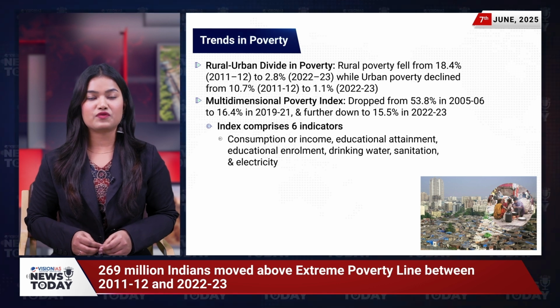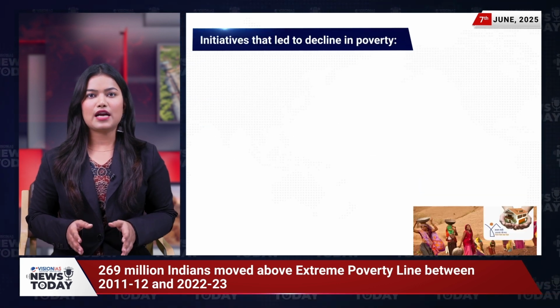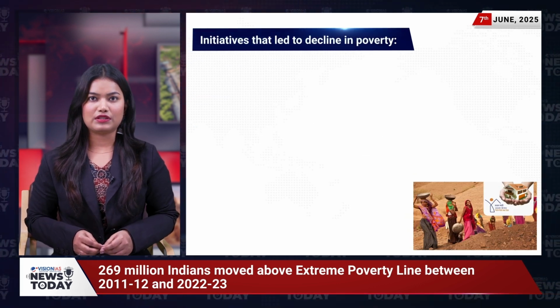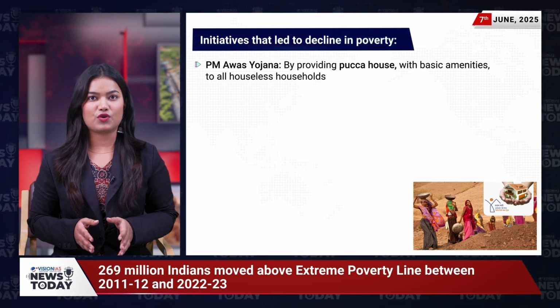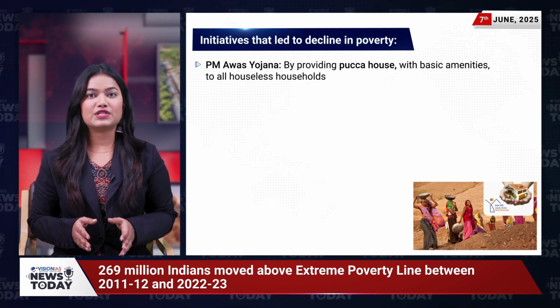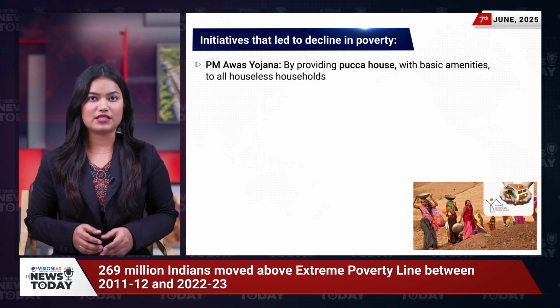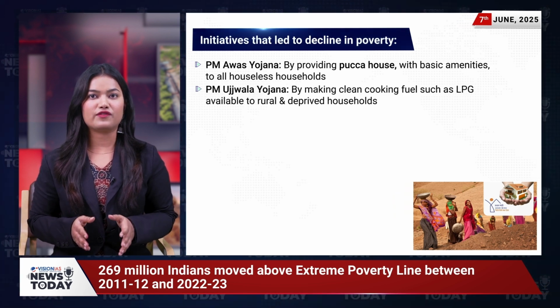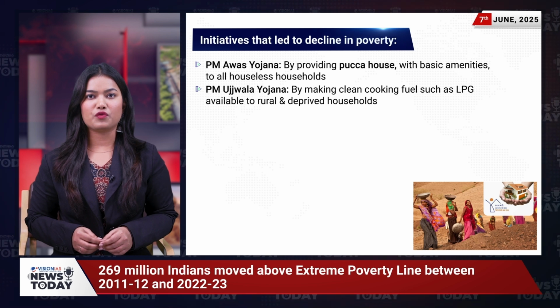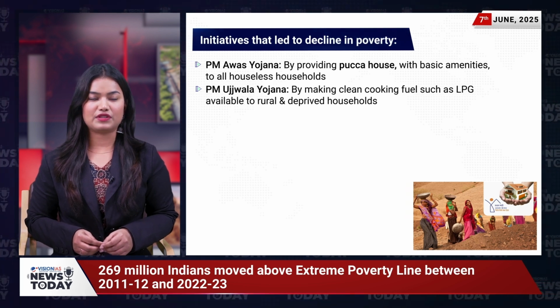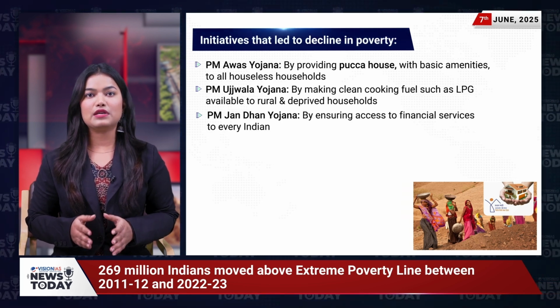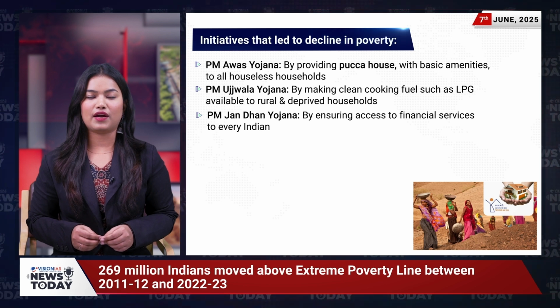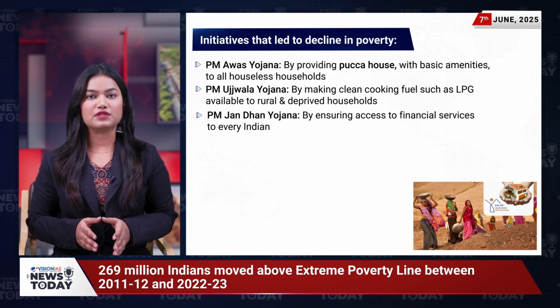But what made this shift possible? A series of targeted government initiatives played a key role. The Pradhan Mantri Awas Yojana ensured that houseless households receive a Pakka house with essential amenities. The Ujjwala Yojana brought clean cooking fuel to rural and deprived families, significantly improving their health and quality of life. The Jan Dhan Yojana helped millions of Indians access banking and financial services for the very first time.